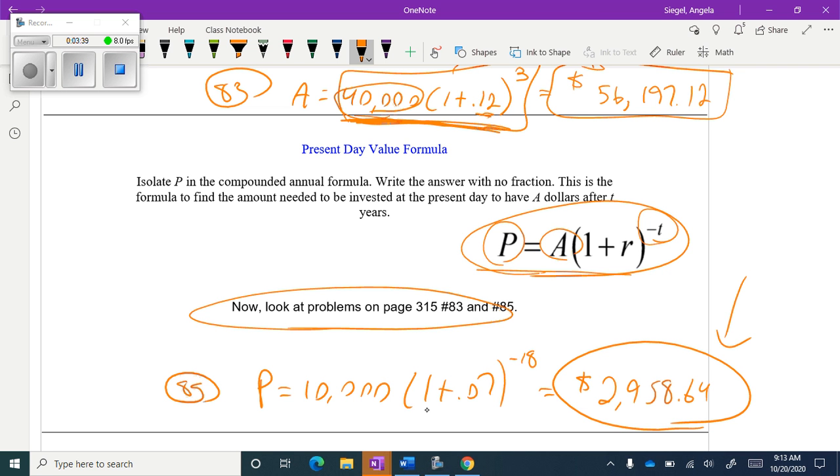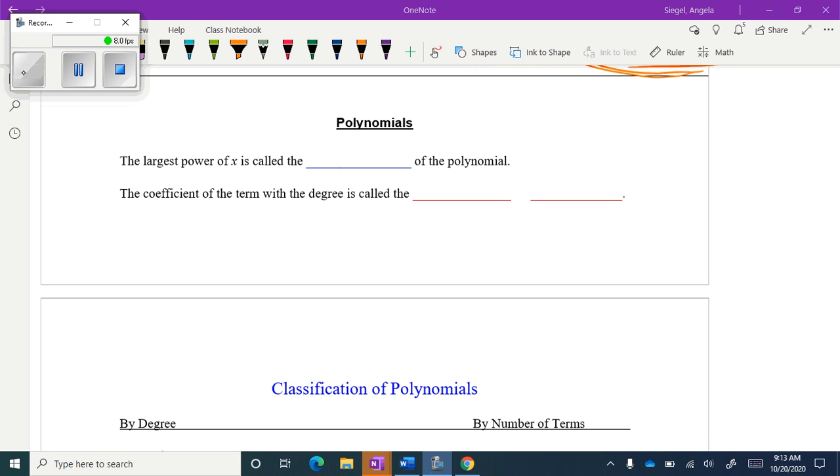This is something we did for our kids when they were little. We wanted a set amount. We wanted $15,000 per kid in an account when they were ready for college. And so we worked through this and did the same thing.